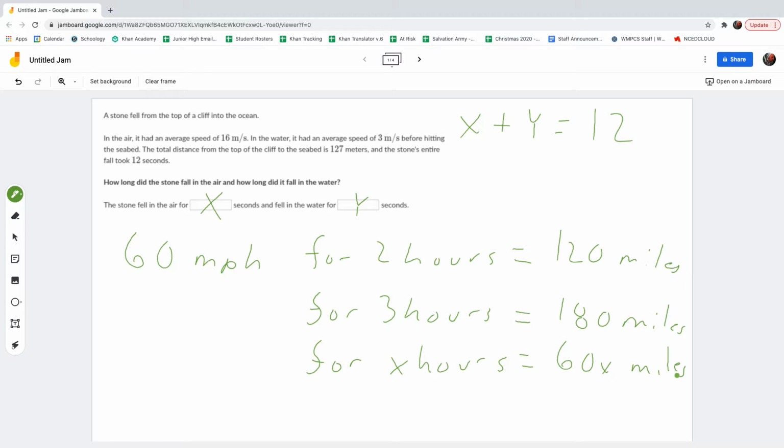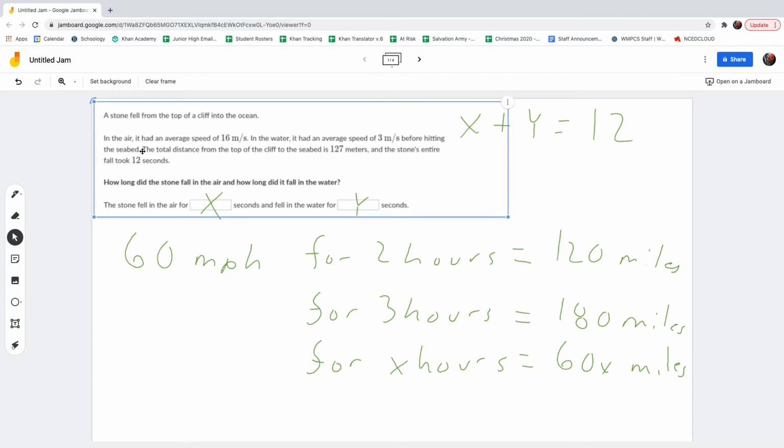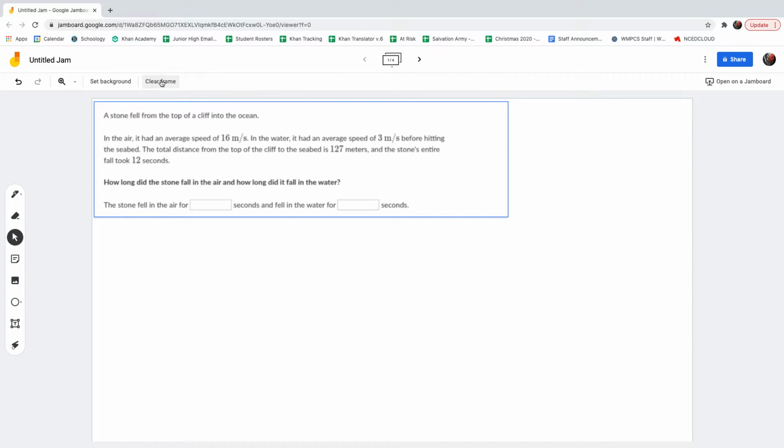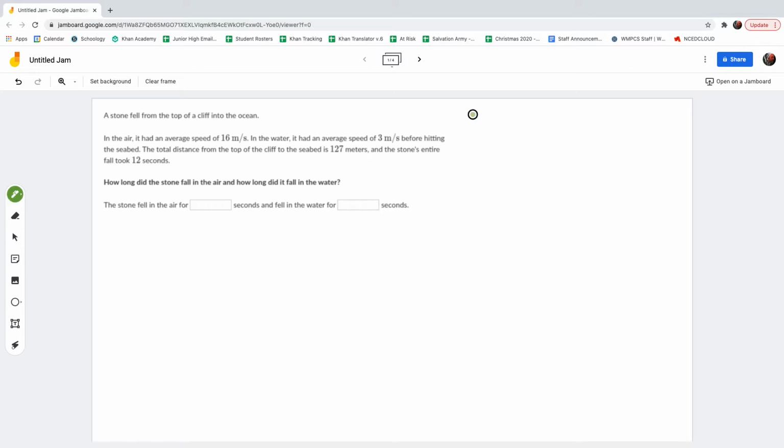So using this information, we can do something very similar. Let me copy and clear this out. All right, there we go. So, using that information, we can put our original equation back. We can actually calculate how far it fell in the air.